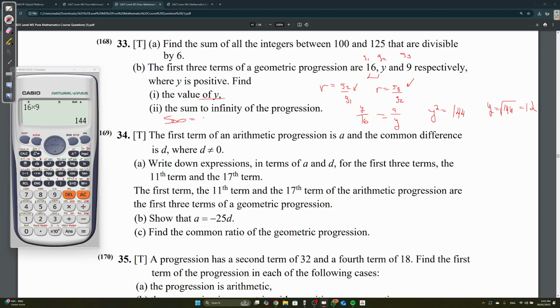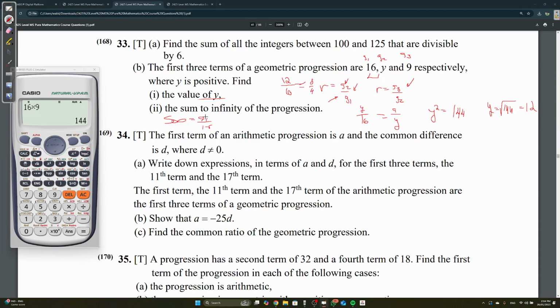Obviously, sum to infinity is going to be equal to g1 over 1 minus r. How do I find r? You can do g2 over g1 or g3 over g2. It doesn't matter. Now that we know y, it's very easy. I'll just do g2 over g1. So 12, because y is g2, over g1, which is 16. So it's going to be 3 over 4 as your ratio.